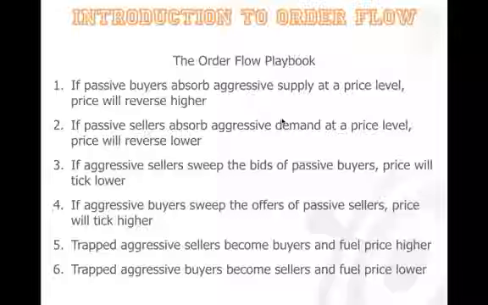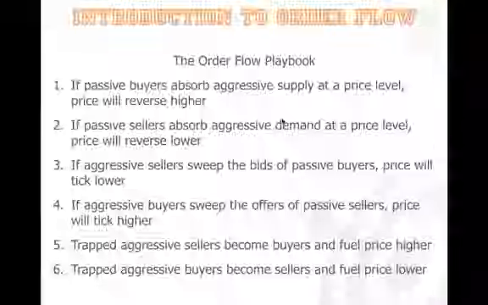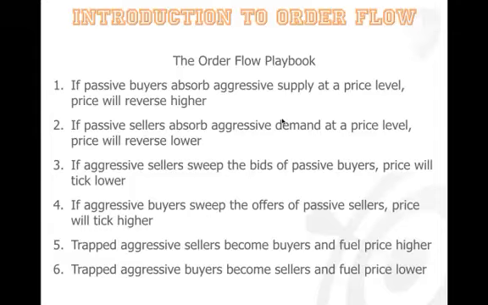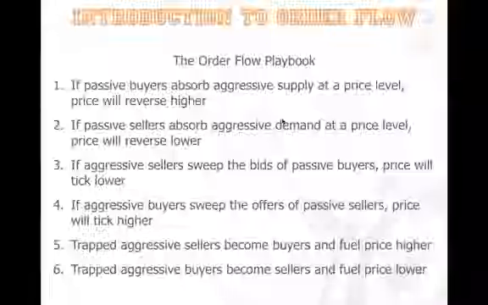If passive sellers, on the other hand, number two, absorb aggressive demand at a price level, price will usually reverse lower. So passive sellers will use limit orders above price and will look to absorb aggressive demand, meaning aggressive buyers entering the market at the offer. They're lifting the offer. So aggressive buyers are lifting the offer, entering the market at the best offer. But passive sellers are using limit orders above price to keep price down and absorb that demand. If they absorb the demand at that level, price will reverse lower.